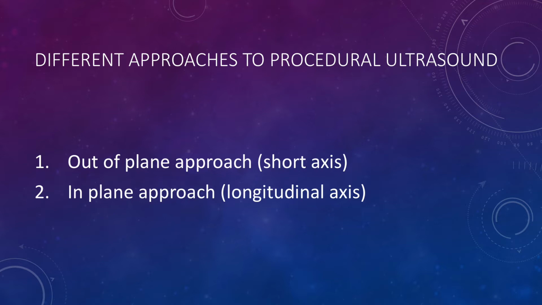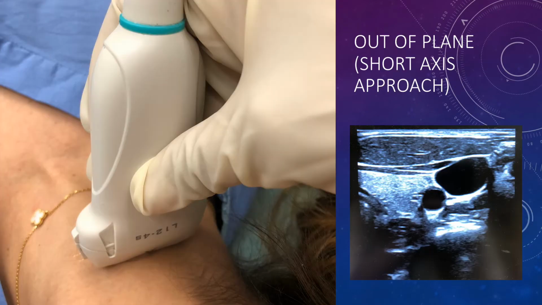So the two different approaches we're going to describe today for vascular access are an out-of-plane approach, which is a short access, or an in-plane approach, which is the longitudinal access. And we're going to go through these in relationship to central line access. So this is a short access of the internal jugular vein.